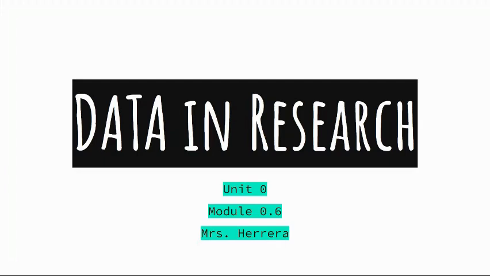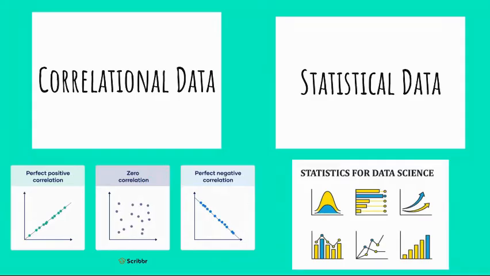We are still on Unit 0. We are covering Module 0.6. In our last video lecture, we talked about correlational data, and when we look at how two things move in conjunction with one another, whether if one moves up, the other moves down, or as one moves down, the other moves up, or they move together, as one moves up, the other one moves up.